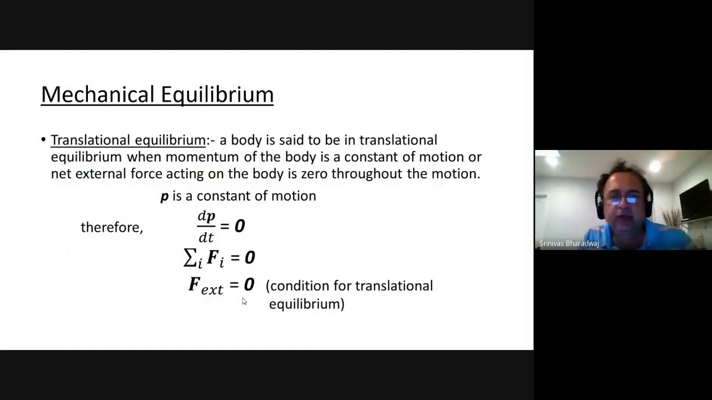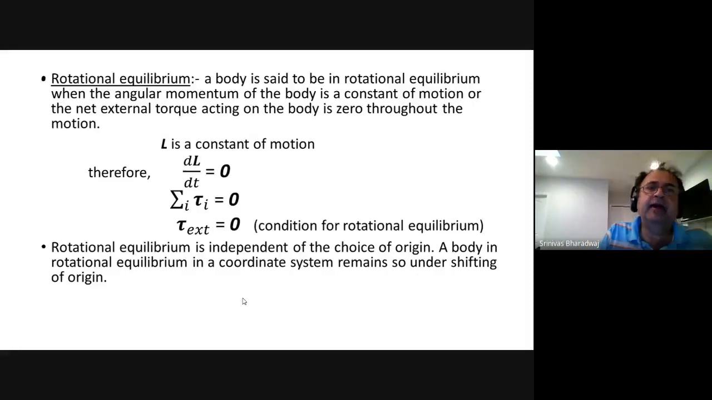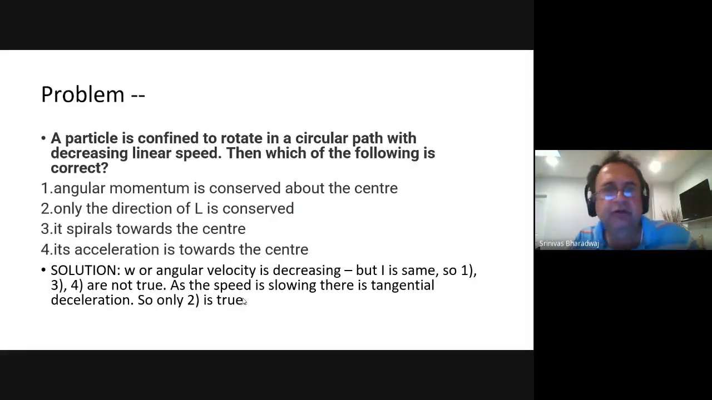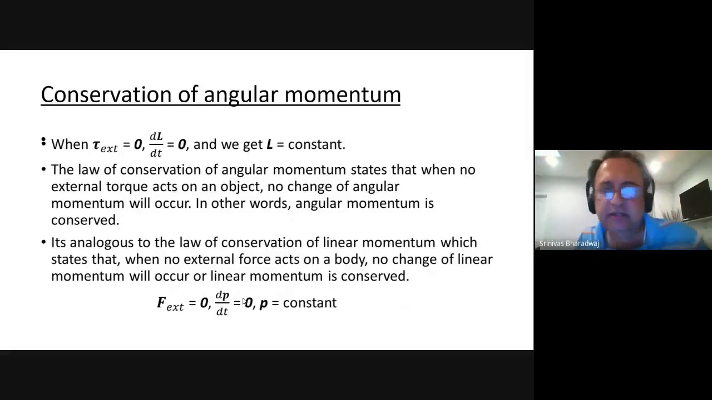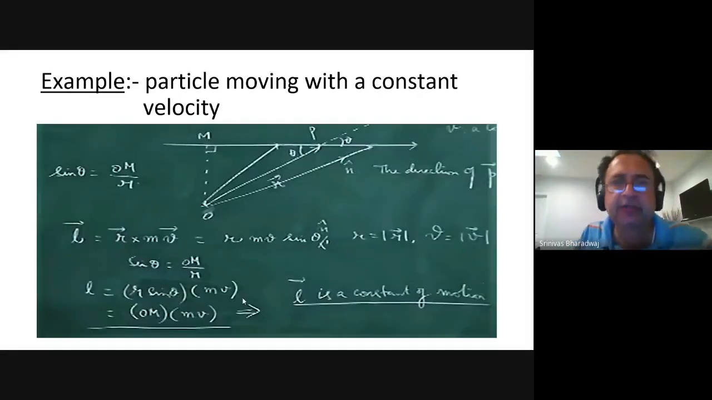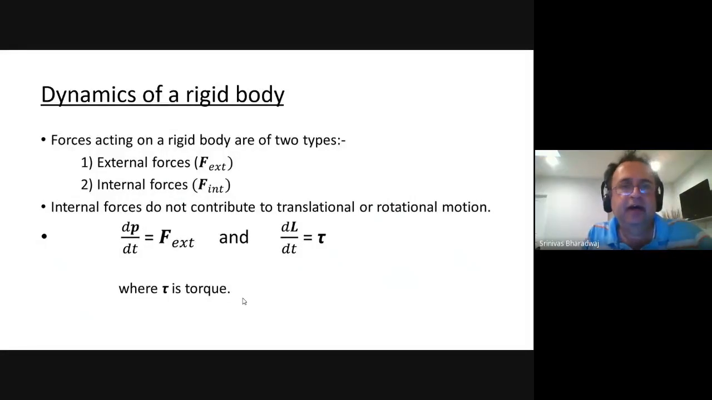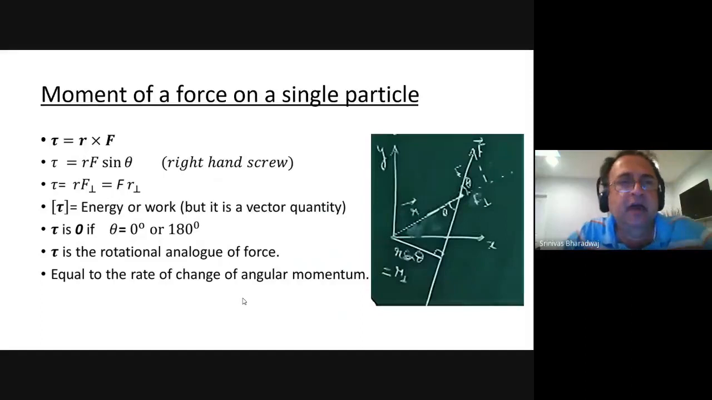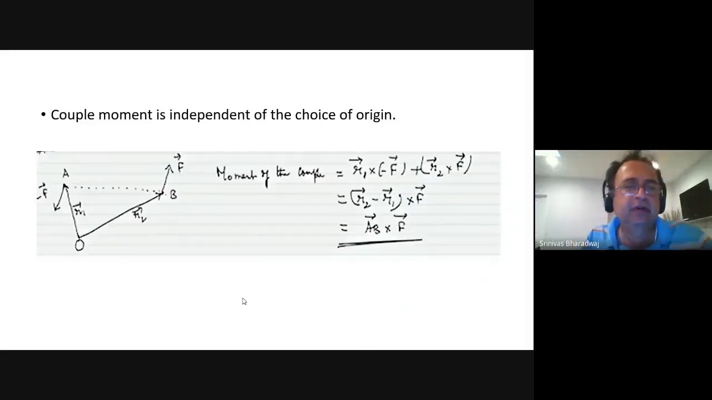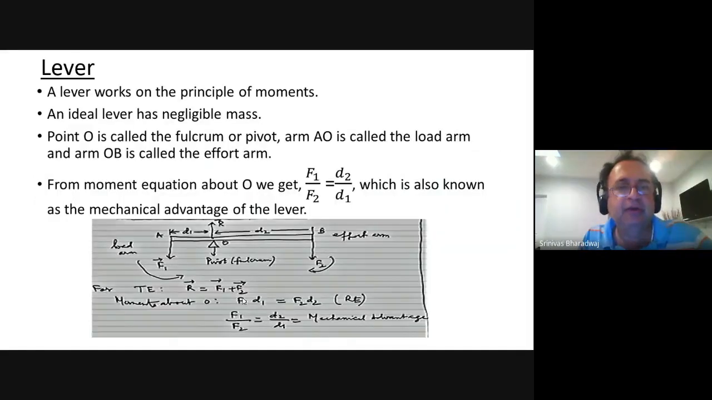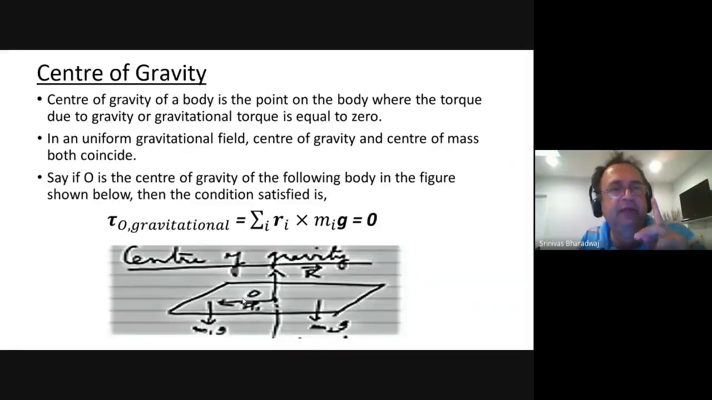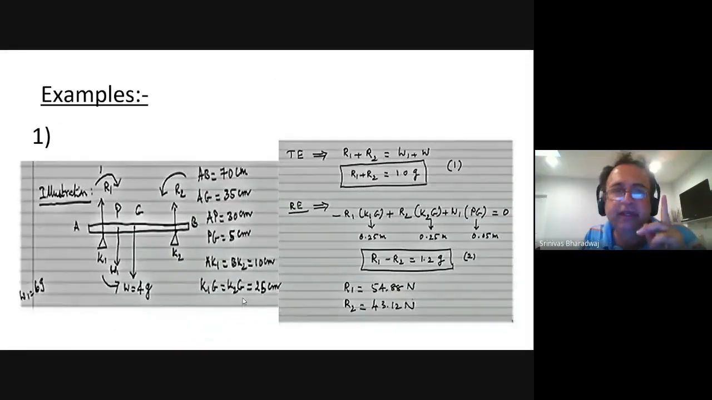But the equivalents we already discussed are translational equilibrium and rotational equilibrium. Then we also discussed some of these ideas last class: the conservation of angular momentum when there is no external torque, L is a constant. We already discussed the problem with that. Then we also discussed this idea with respect to constant velocity. Then we went on to discuss moment of a force, which is the torque, and therefore we introduced the couple. After the couple, we introduced the lever, and after the lever, we introduced center of gravity, and then the seesaw.